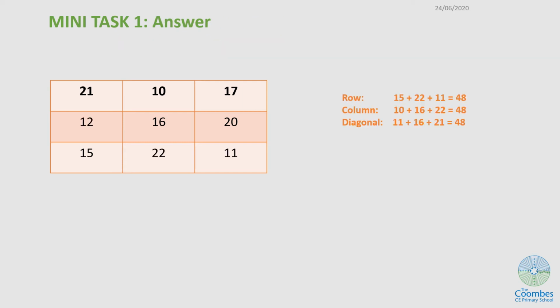How did you do? Now, if you add all the rows, you should come up with a total of 48. If you add up the columns, you should come up with a total of 48. And if you add the diagonals, you should come up with a total of 48.